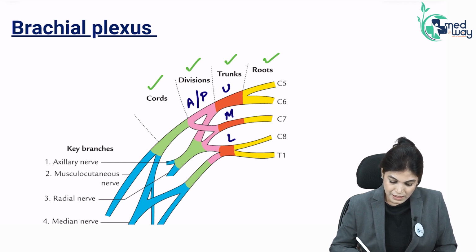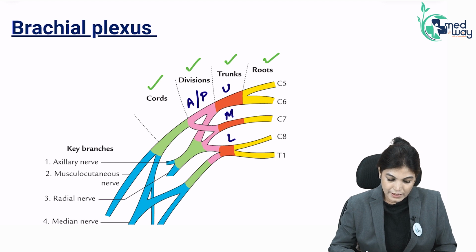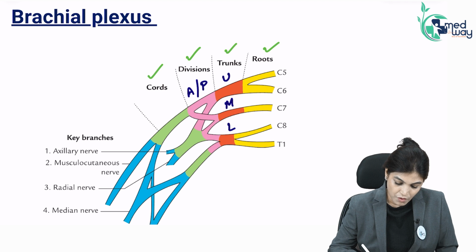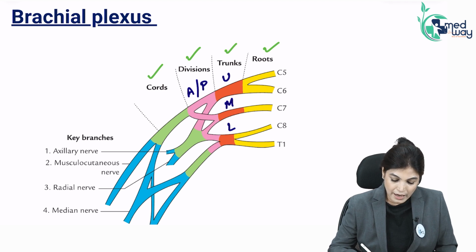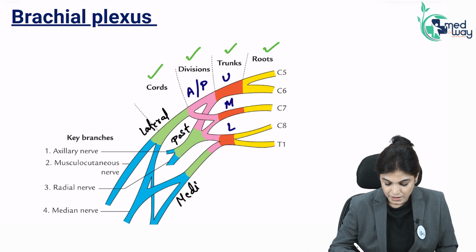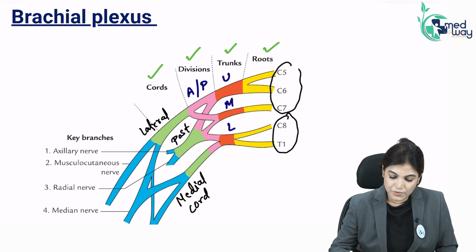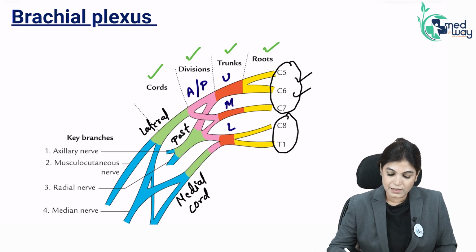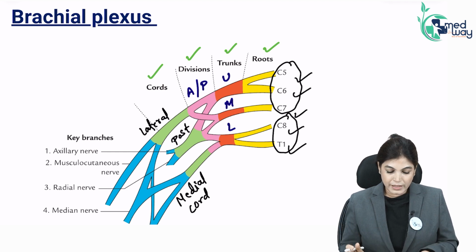So here, if we see this diagram, we can clearly appreciate that the posterior division of all the trunks is forming the posterior cord. So this is the posterior cord. Now here we have got the lateral cord, and this is the medial cord of brachial plexus. Medial cord will be formed from C8 and T1, and lateral cord from C5, C6 and C7, and the posterior cord, as it is formed by the posterior division of all the three trunks, will include all these root values. Okay, so done with this.